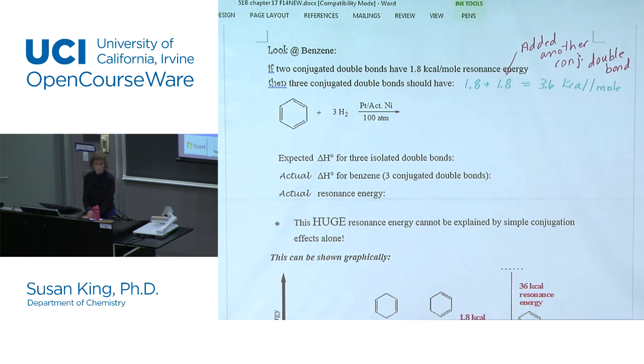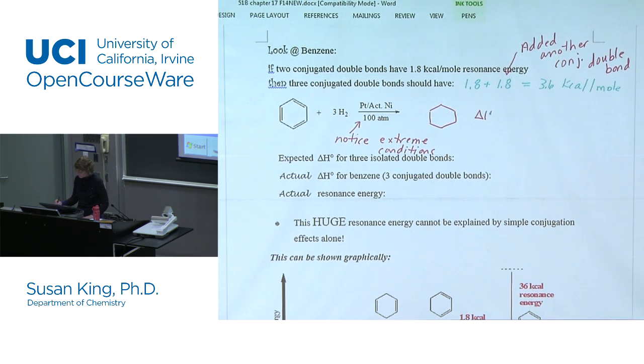All right, so let's see what we actually get. Let's see if our prediction is correct. Again, we have to use forcing conditions, so we're likely not right in our prediction here. Notice the extreme conditions. If it was just 1.8 kcals per mole more stable, we wouldn't have to use activated nickel and 100 atmospheres of hydrogen. Okay, so let's see what we actually do get.